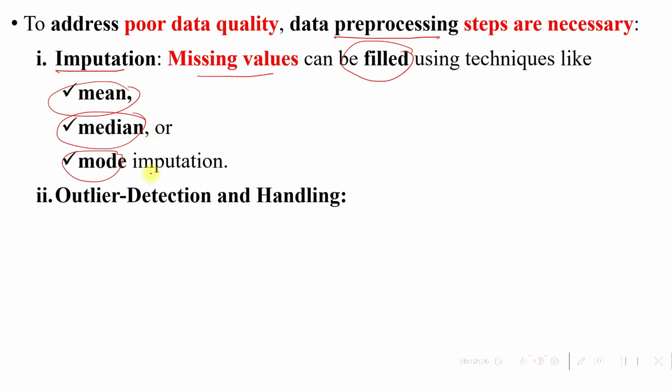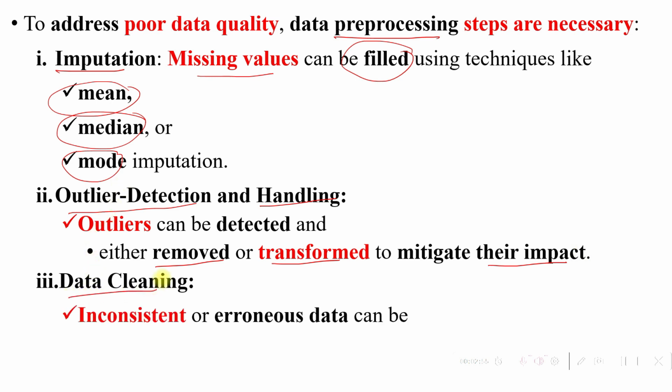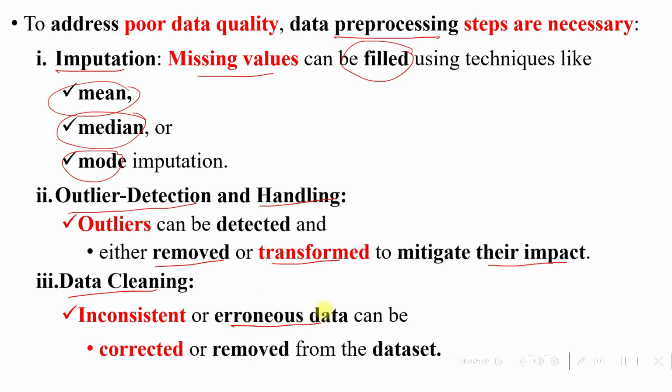The second approach is outlier detection and handling. Here, outliers can be detected and either removed or transformed to mitigate their impact on the data. The third step is data cleaning. Inconsistent or erroneous data can be corrected or removed from the data set. Data cleaning means removing the unnecessary data from your data set.